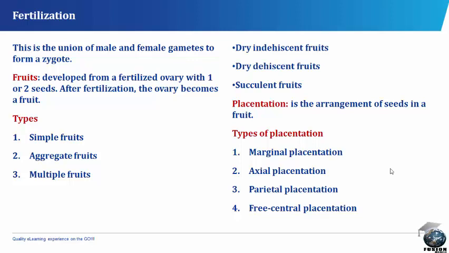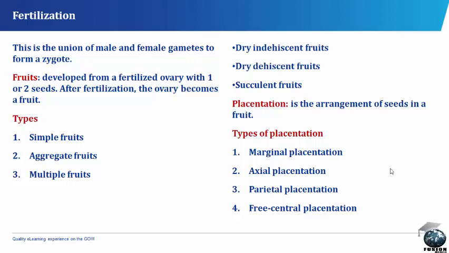Placentation. Placentation can be defined as the arrangement of seeds in a fruit. The various types of placentation include 1. Marginal placentation, 2. Axial placentation, 3. Parietal placentation, 4. Free central placentation.